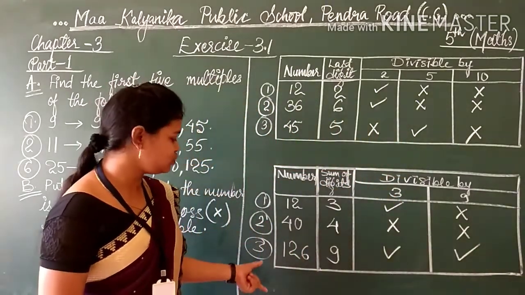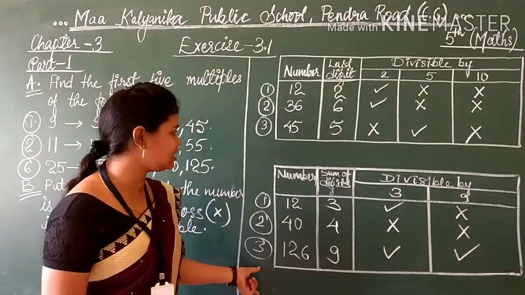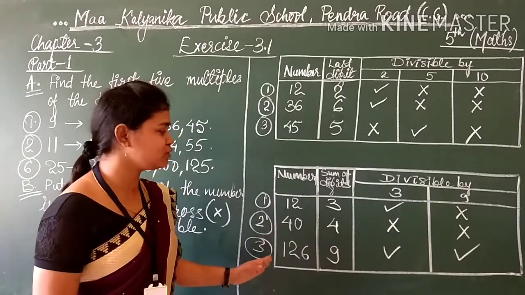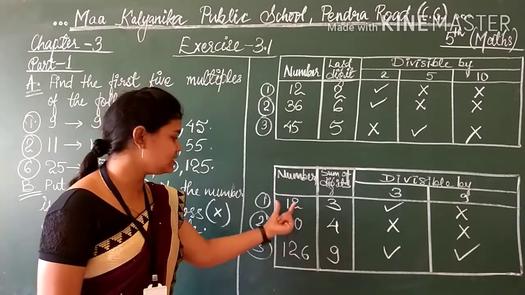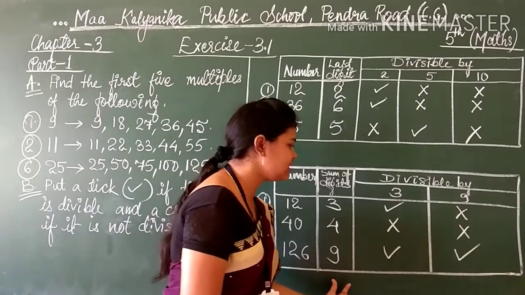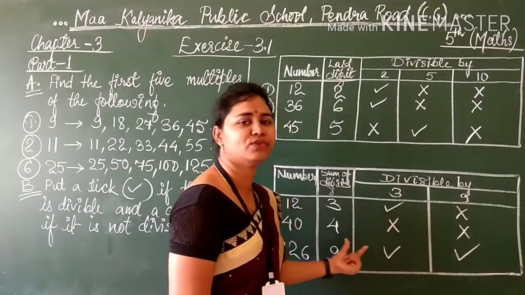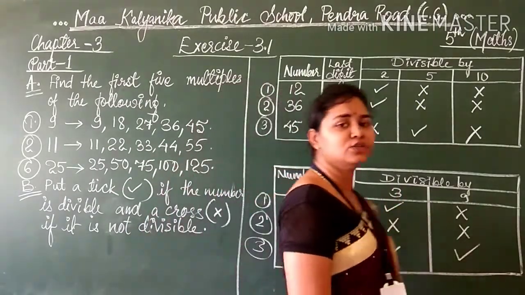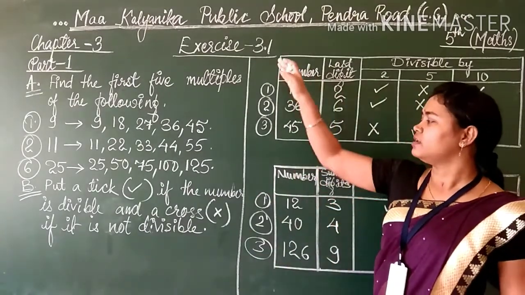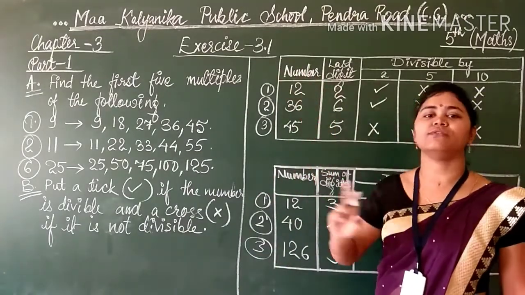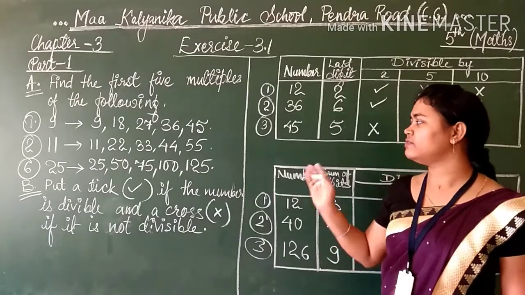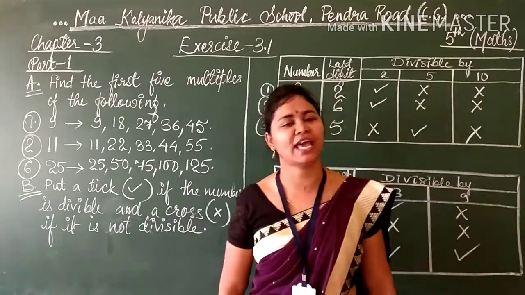So students, 2 more, 4 and 5, are also given here. You have to solve according to this question. Add the digits here and write the answer here, and according to the tables of 3 and 9, you can solve the rest. So students, in this way, by watching this video, you can solve exercise 3.1 and it will be convenient for you. Thank you for watching.